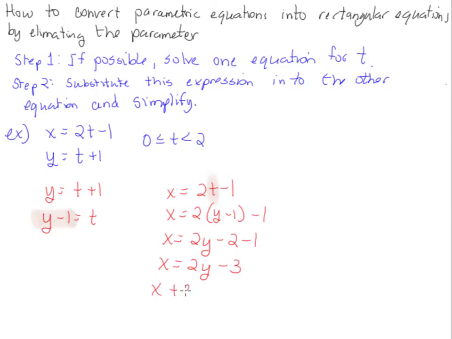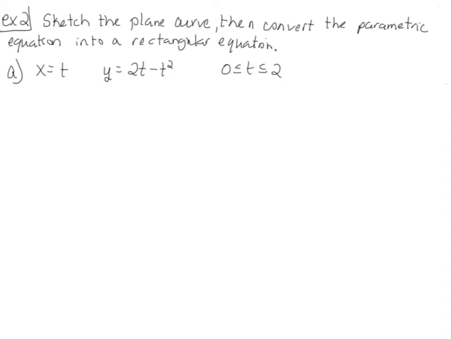And then if I could get y is equal to, then solving for y, I find y is equal to 1/2 x plus 3/2. For the next couple examples, we're going to put it together. So on example 2, I'm going to sketch the plane curve and then convert the parametric equation into a rectangular equation. So we're going to start by sketching the plane curve.